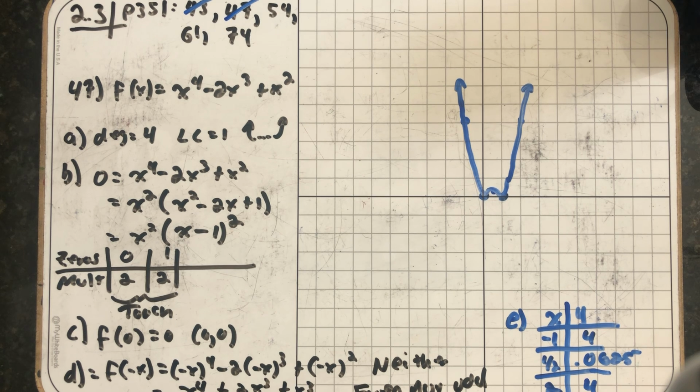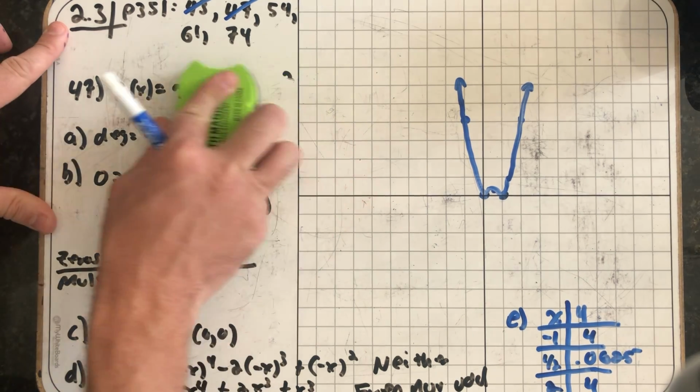So the next up is problem number 54, which again has the same instructions, just asking us to practice what we know about graphing polynomials. This time with the function f of x equals 1/2 minus 1/2 x to the 4th.